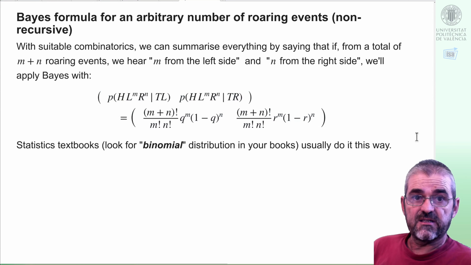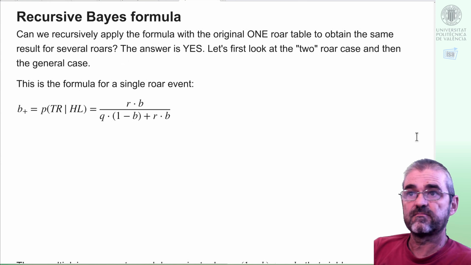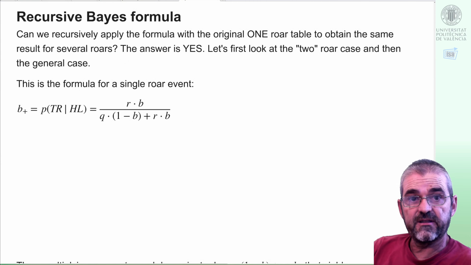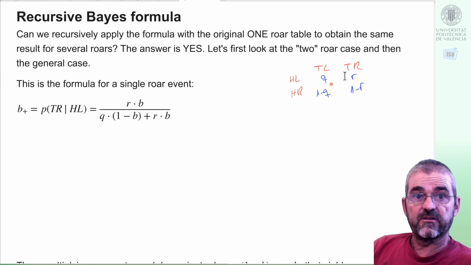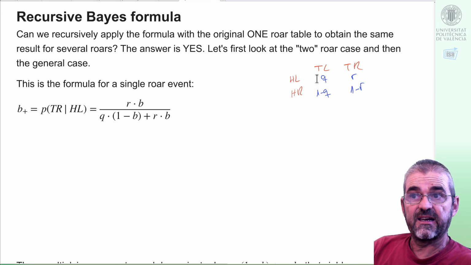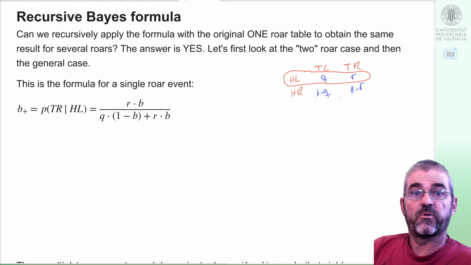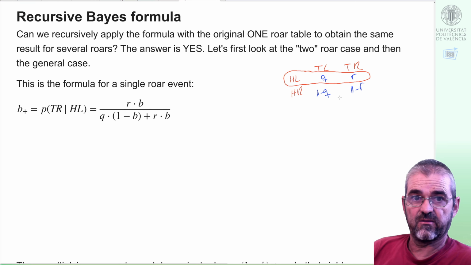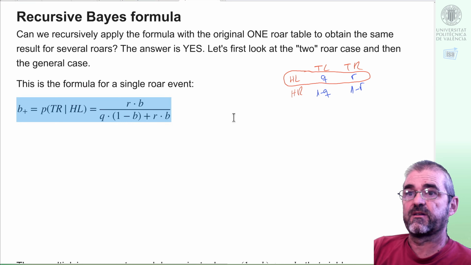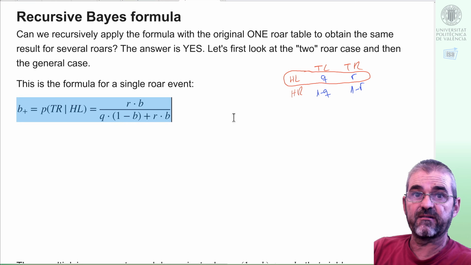But well, the thing is that we can achieve equivalent results with what is called the recursive Bayes formula. Let's see it first for two roaring events and then for an arbitrary number. So let us recall this conditional probability table and assume that, for instance, we listened to a first left roaring event. So we want to trace back the probability of tiger left or tiger right locations posterior to actually hearing the left roaring. Then this is Bayes' formula when b is the prior on tiger right.